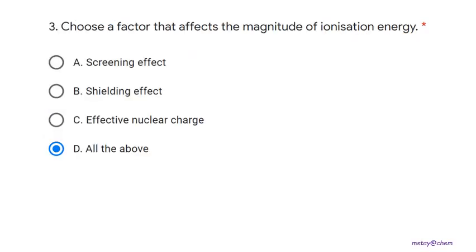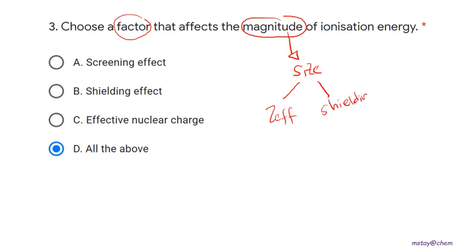Next question, number 3. Choose the factor that will affect the magnitude of the ionization energy. Basically, we know the size will affect the ionization energy. But then what are the factors that will affect the size? It is either effective nuclear charge or the shielding effect. Another term for shielding effect is also known as screening effect. Shielding effect is a factor. Effective nuclear charge is also a factor. So the answer will be all of the above.